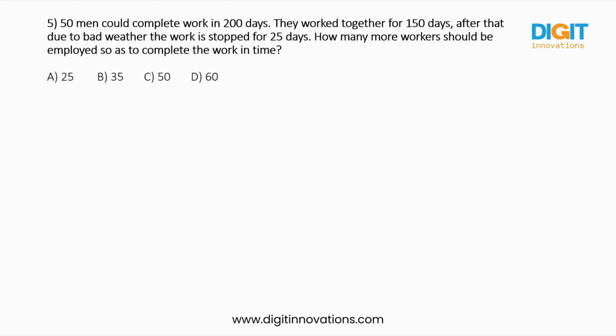Okay. They worked for 150 days. That means some work is done. And after that, due to bad weather, 25 days was lost, like they didn't do any work in those 25 days. How many workers should be employed so as to complete the work in time? So 25 days is wasted. If those 25 days were not wasted, 50 men could do the whole work in 200 days only. But 25 days were wasted. They need to complete the total work in 200 days only. So to complete in time, they have to add some more employees here, right?